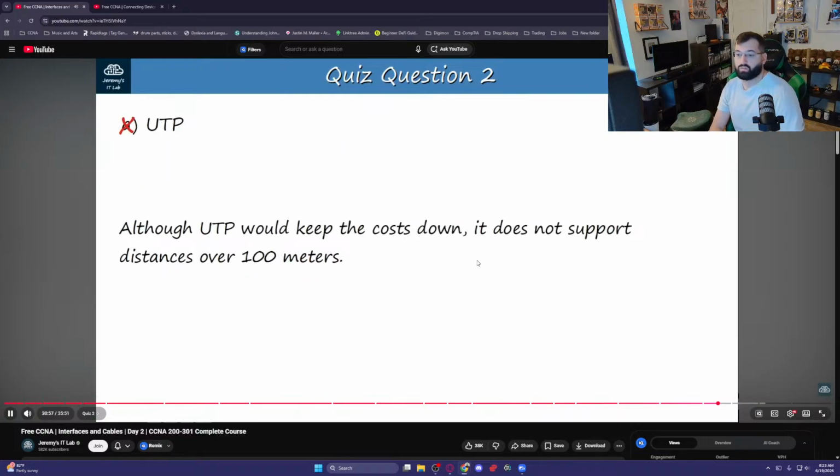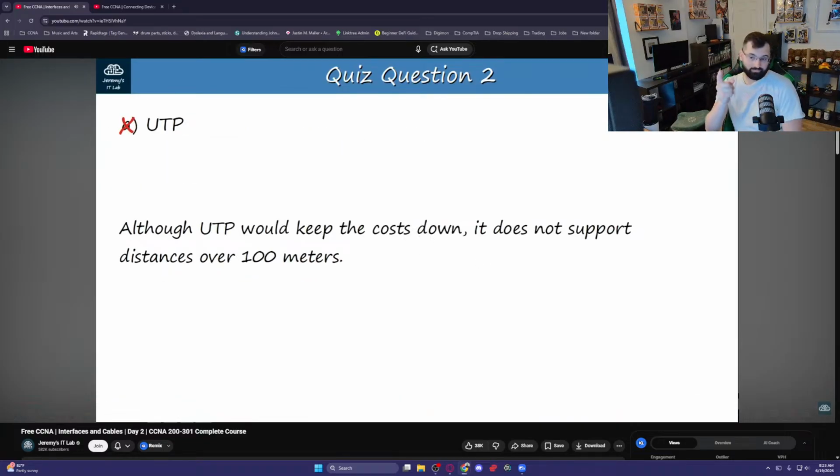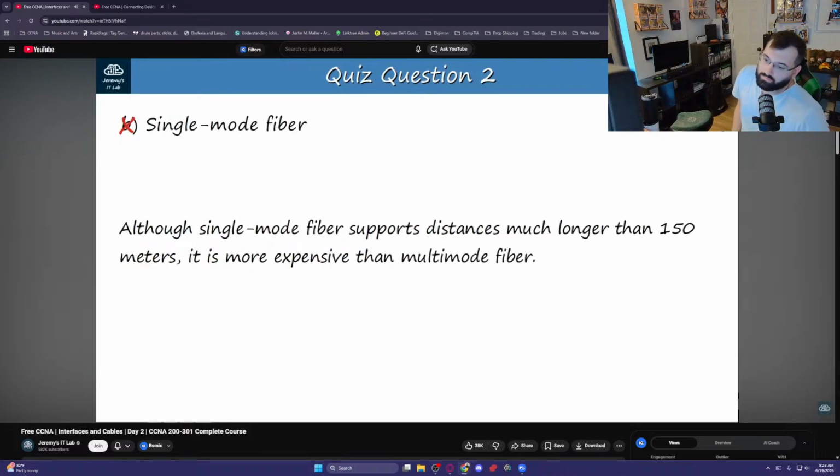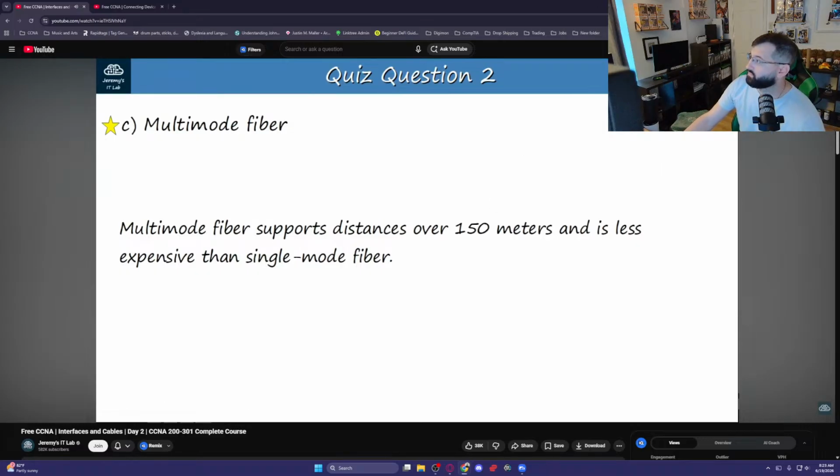Although UTP would keep the costs down, it does not support distances over 100 meters. So A, UTP, is incorrect. Although single-mode fiber supports distances much longer than 150 meters, it is more expensive than multi-mode fiber. So B, single-mode fiber, is not the best answer. Multi-mode fiber supports distances over 150 meters and is less expensive than single-mode fiber. So C, multi-mode fiber, is the best answer.